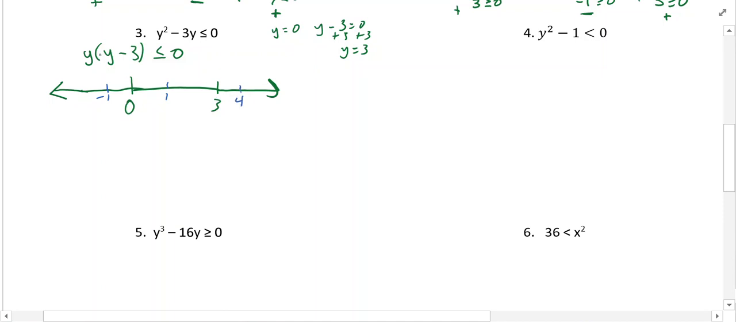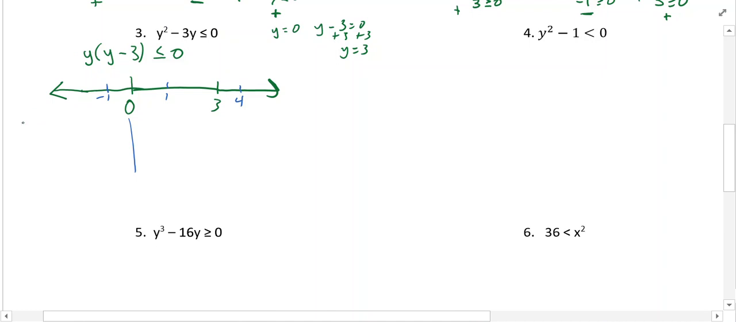Remember, this is saying y times (y minus 3) is less than 0. So the numbers that are less than 0 are negative, and we need to figure out where those negative numbers lie. Let's go ahead and plug these in. You can plug into the one you factored or the original equation. It doesn't matter, as long as you use the one that's set to 0, you can simplify. I'm going to pick the one that we factored. So that's going to look like this.